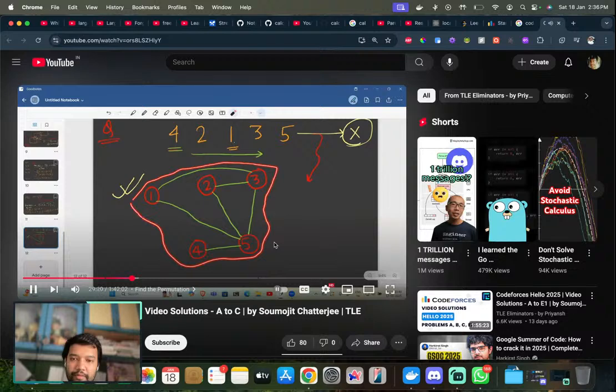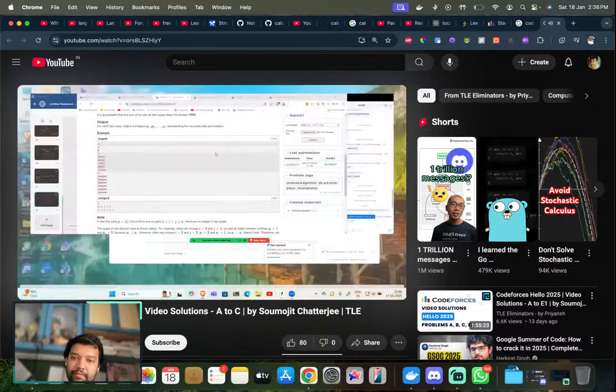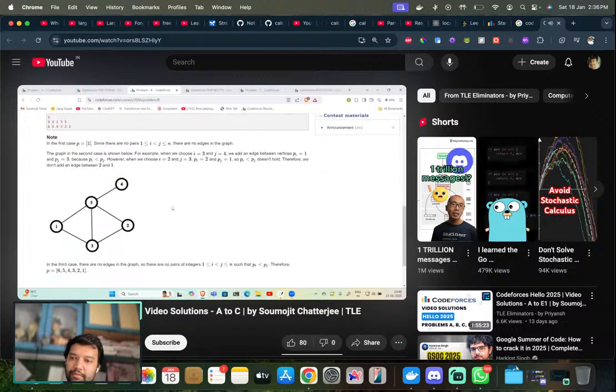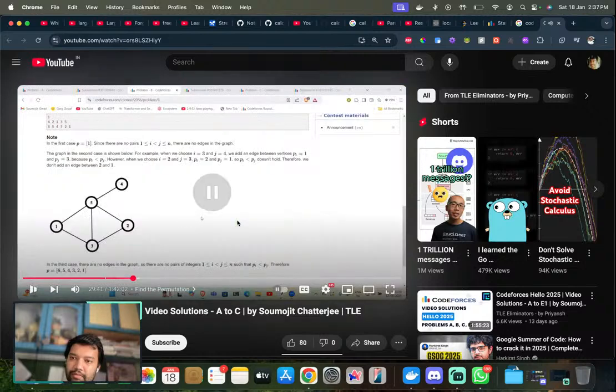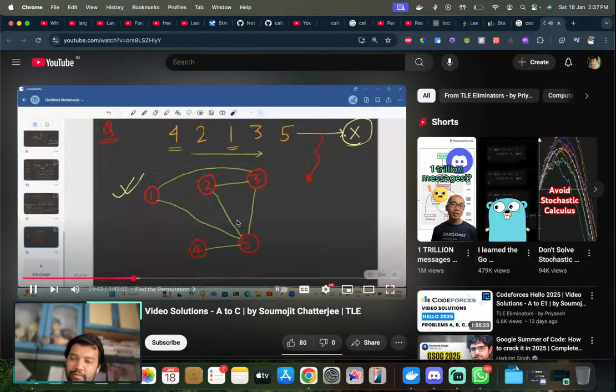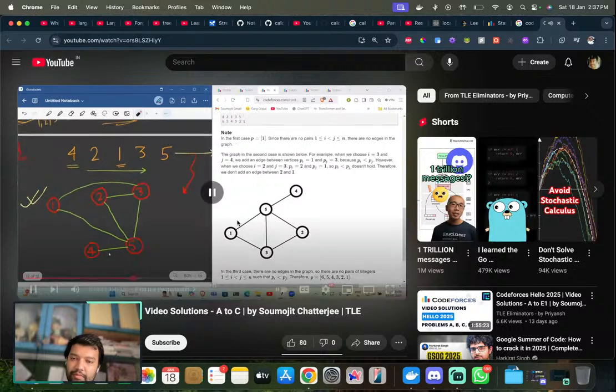Suppose they give you this graph as input, and then they ask you, tell me what is the permutation from which this graph will be constructed. If you look at the second test case, this is what has happened. They have given this graph as input. If you look a bit carefully, you will realize, if I've drawn right and have not made any mistakes, that these two graphs are same. There is an edge between 4 and 5.